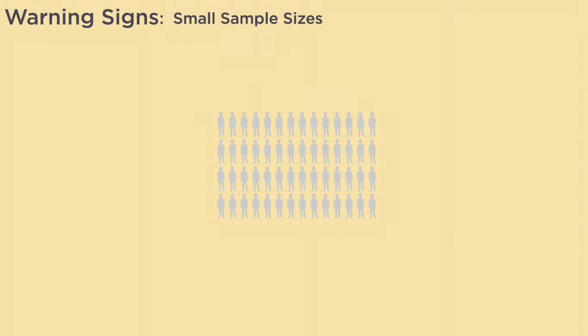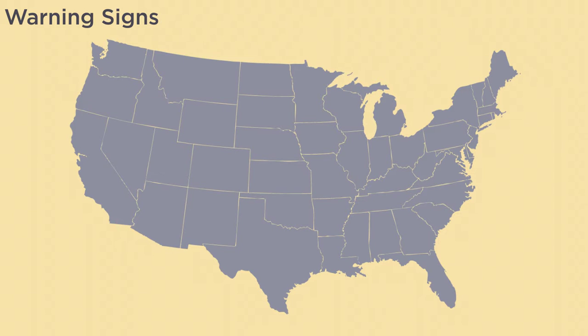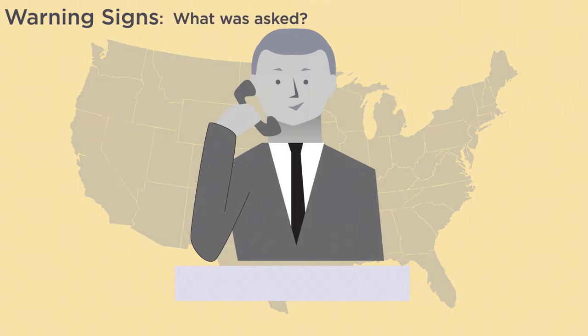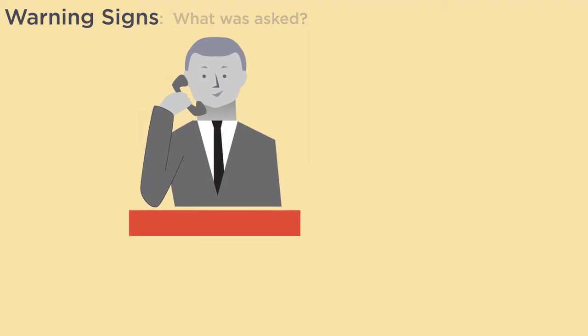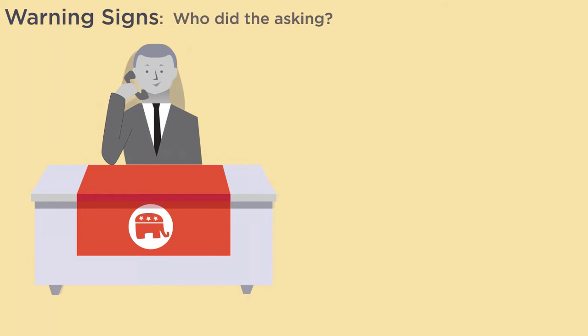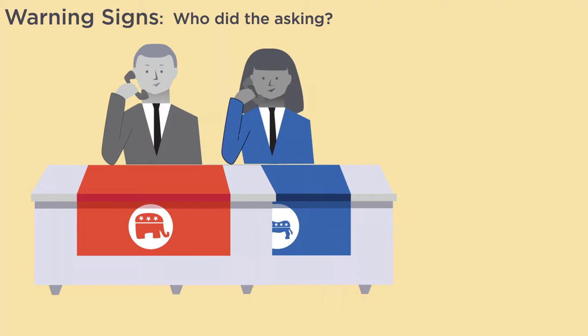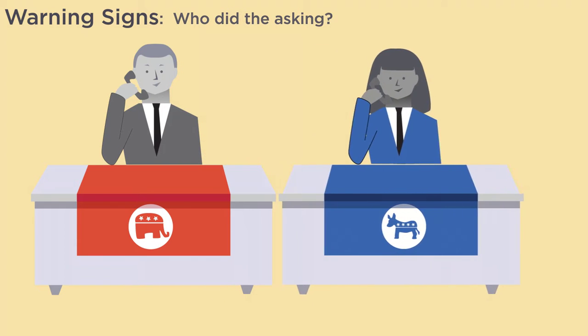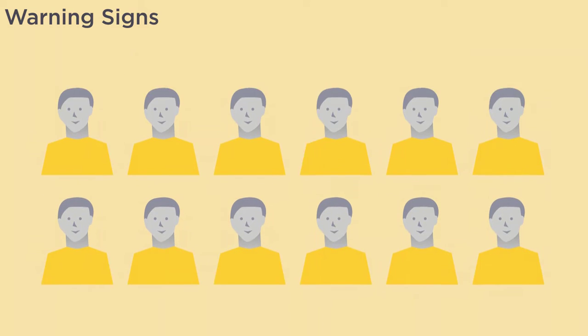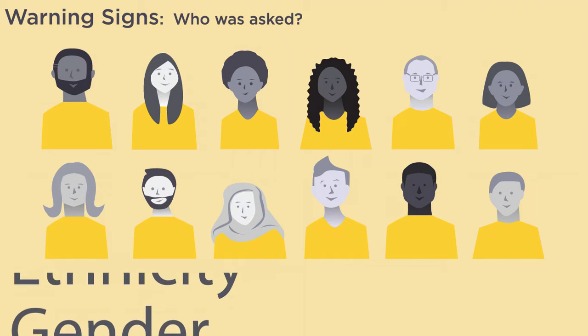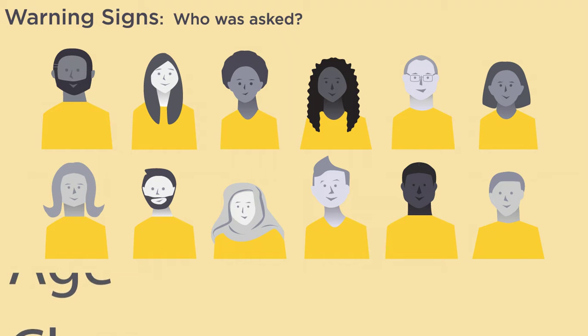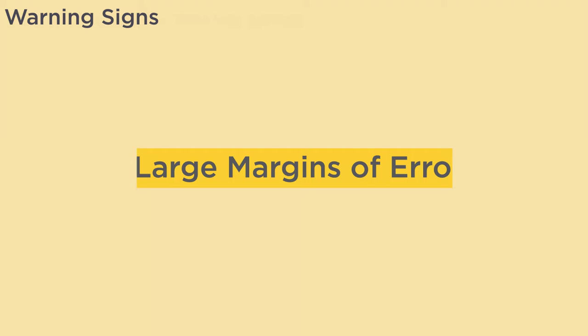Small sample sizes that cannot accurately represent the total US population; what was asked, as questions can be biased or lead people in a certain direction; who did the asking, since polls should be taken by neutral groups to avoid partisan influence; who was asked, because samples should accurately represent the US population, not just one demographic inside it; and large margins of error, which means less precise data.